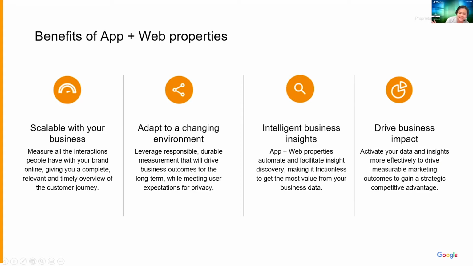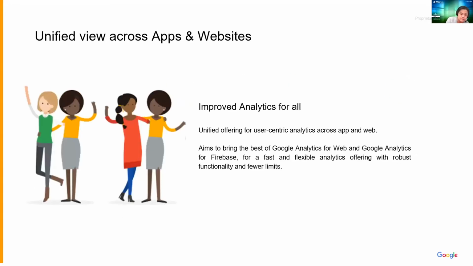Activate your data is a keyword for saying you want to pass that data to places where you take action. So once again, that could be Google Ads, that could be your ad manager, that could be your campaign manager, that could be any other places where you take action on the data. Okay, so the idea between app and web is basically this, Google Analytics 4. You are trying to unify a view across your app and your websites.